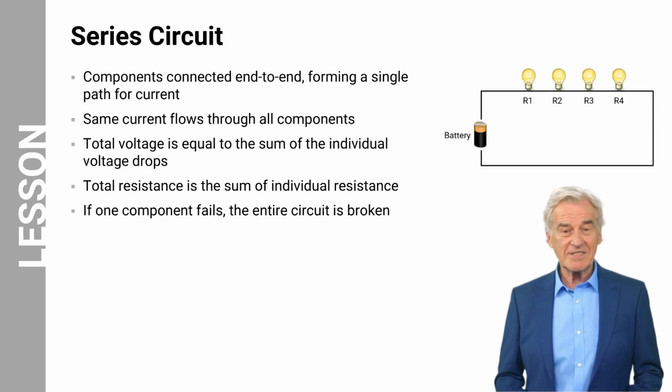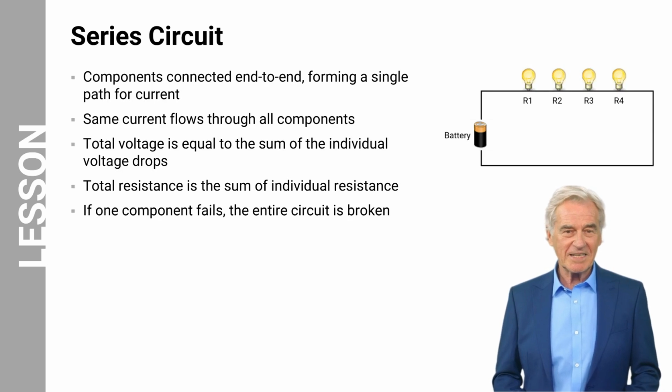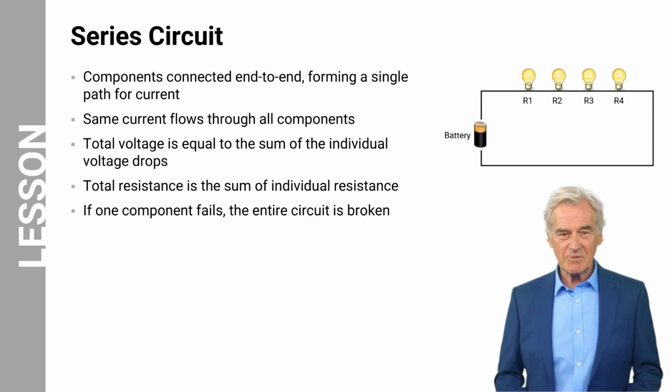A series circuit is characterized by components connected end to end, creating a single path for current flow. This configuration has distinct electrical properties. The current remains constant throughout the circuit, flowing equally through each component. The total current can be calculated by dividing the total voltage by the total resistance. The total voltage in a series circuit is equal to the sum of the individual voltage drops. Similarly, the total resistance of a series circuit is the sum of all individual component resistances.